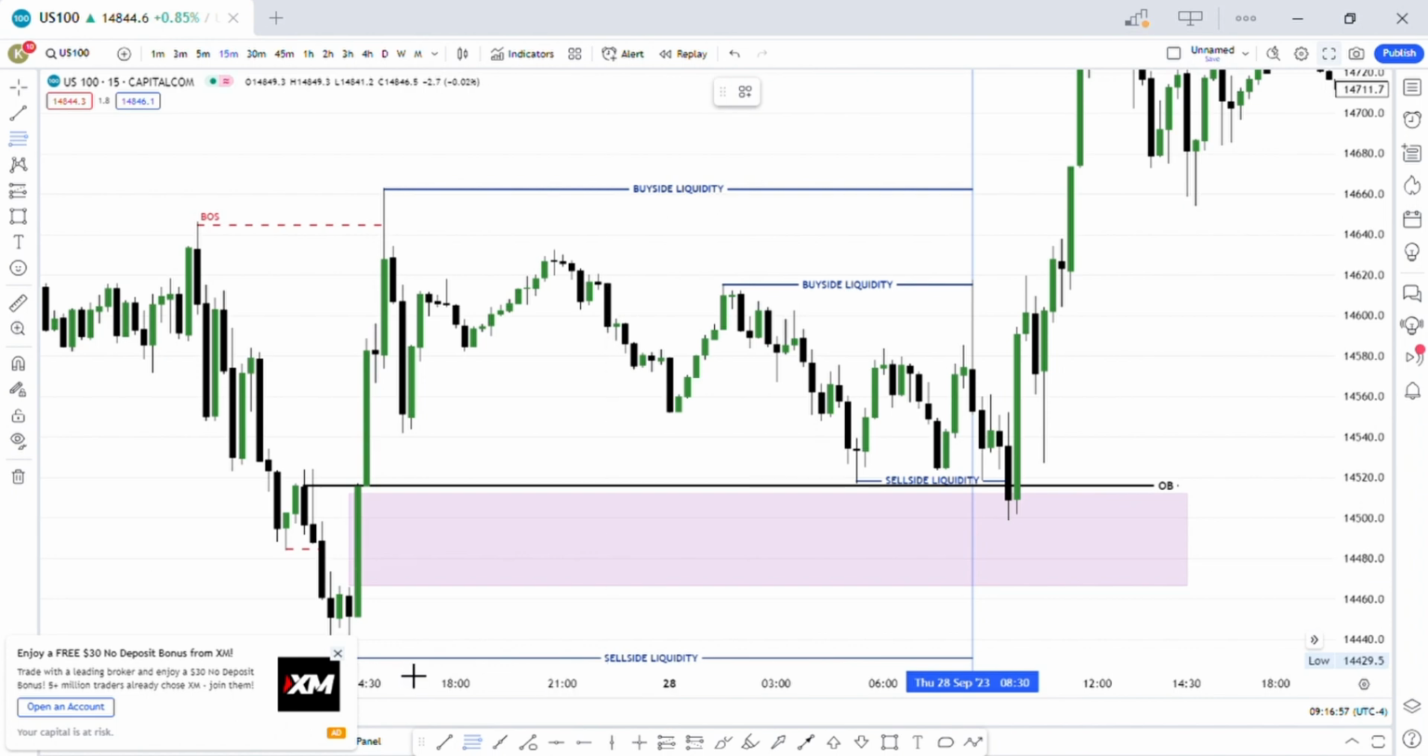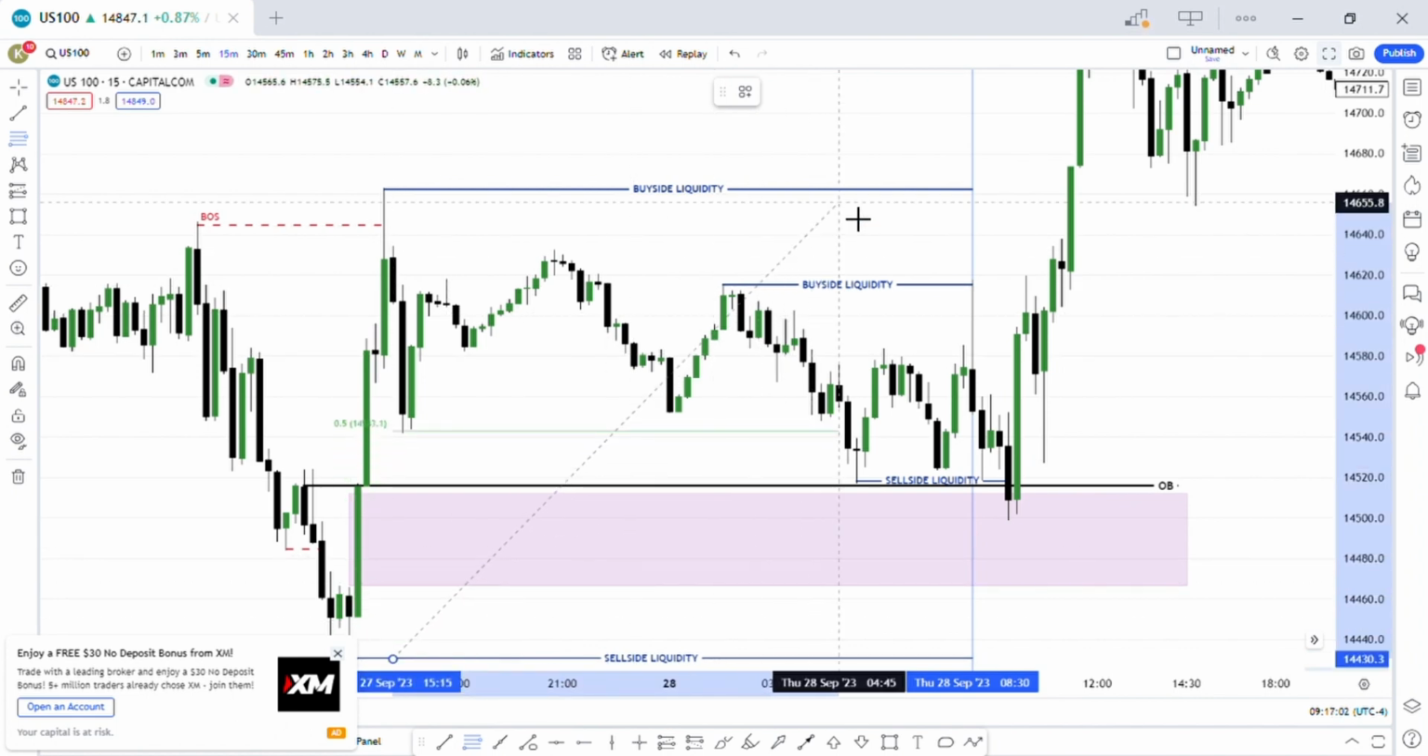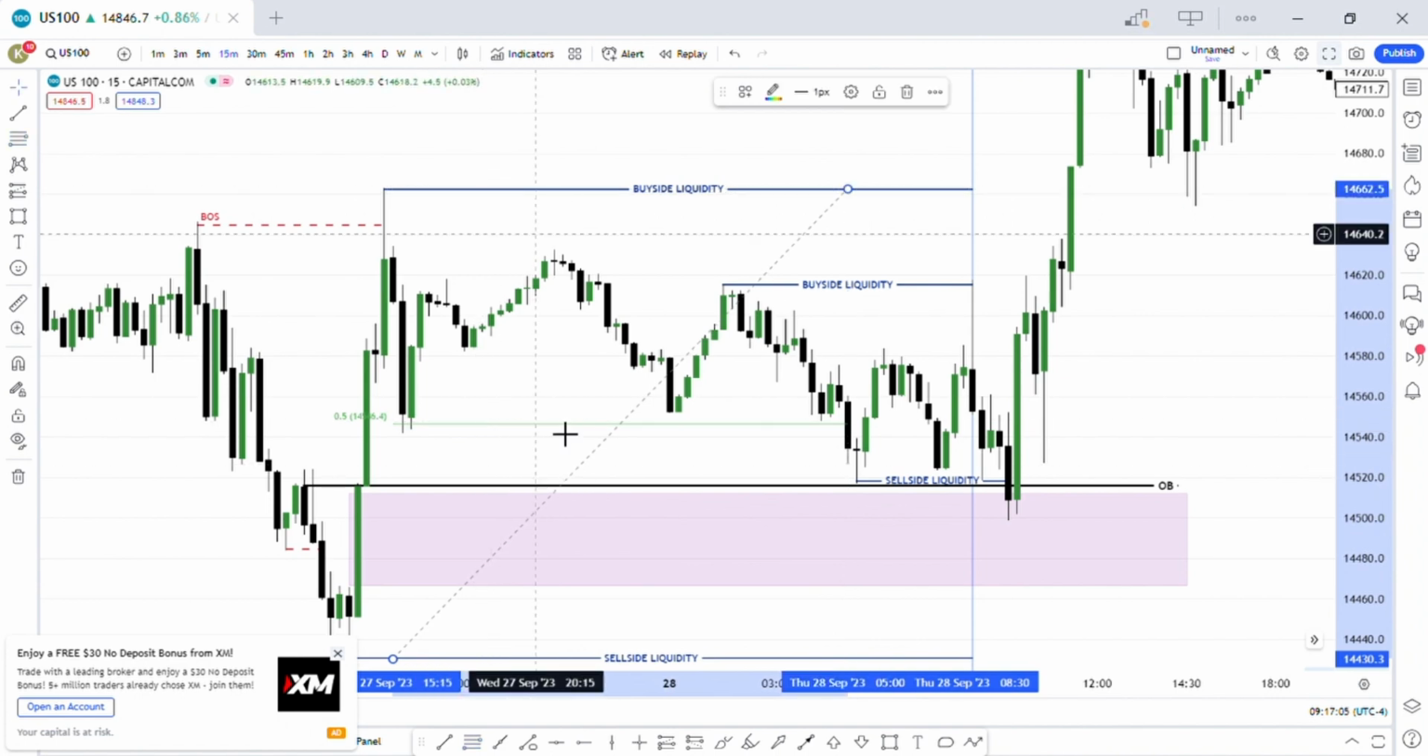If you can check here, anything above this 0.5 is premium, and anything below is discount. So we are looking for a PD array in a discounted market. The discounted market starts here, but we cannot use zero because we have this PD array in the form of an order block and the fair value gap here, right? So we look for the market to go here.